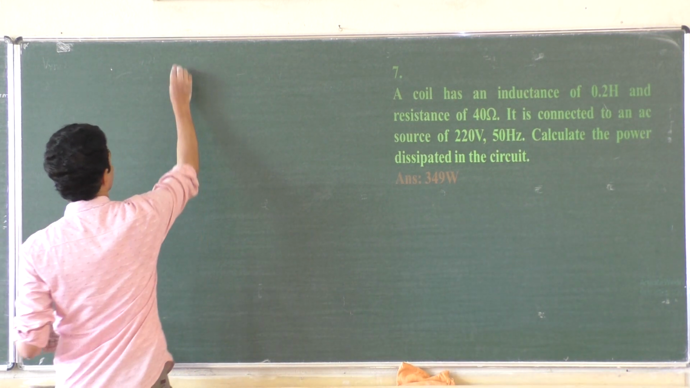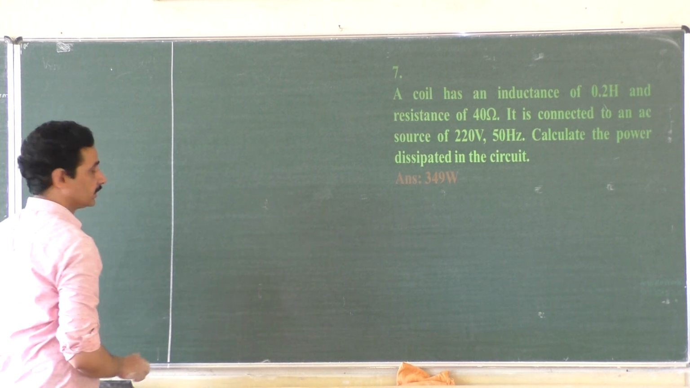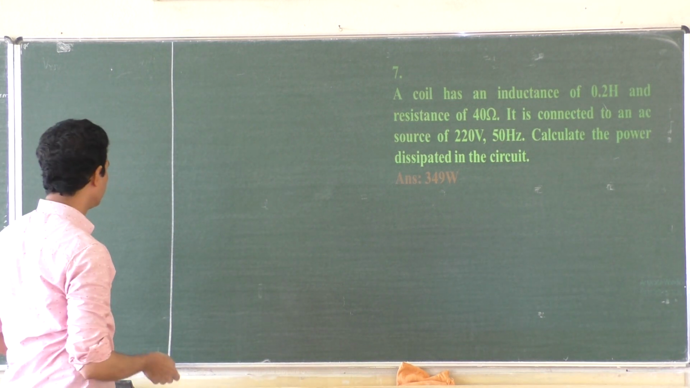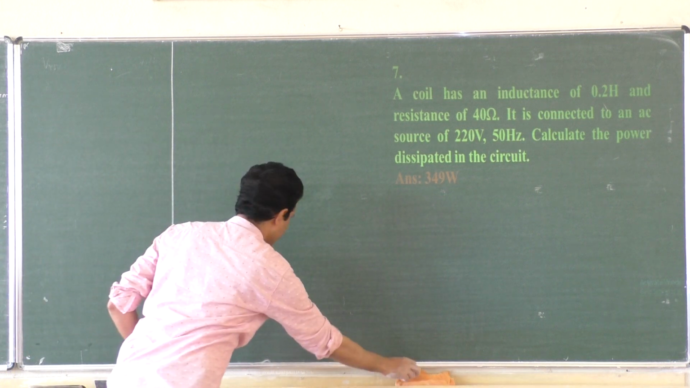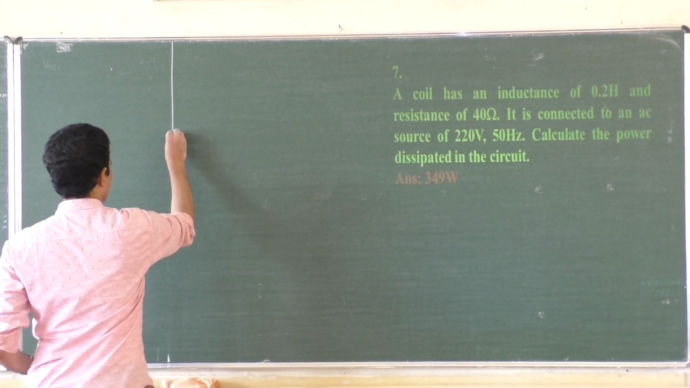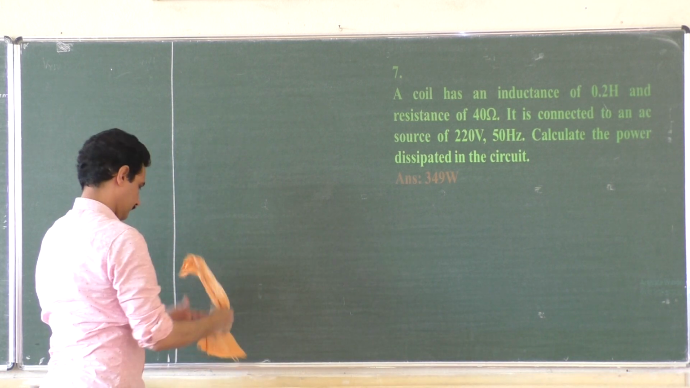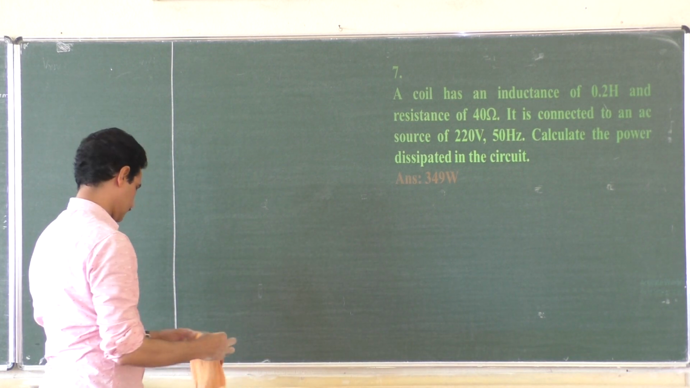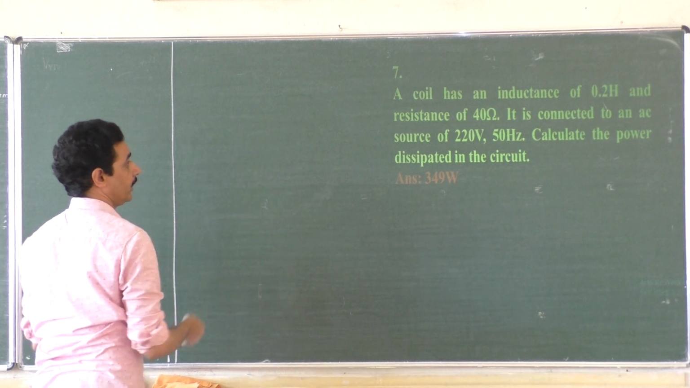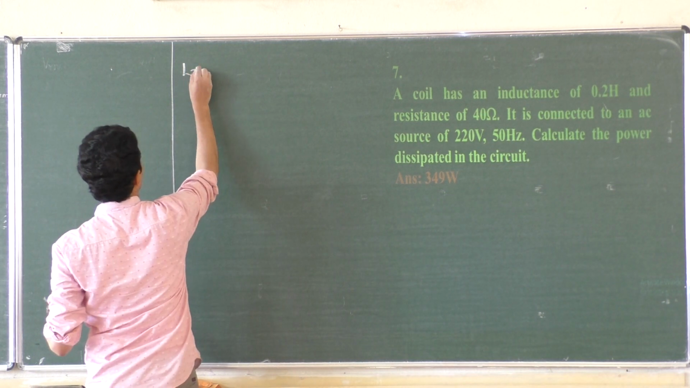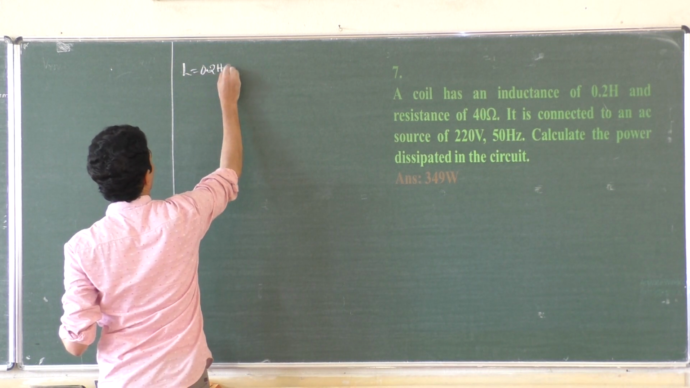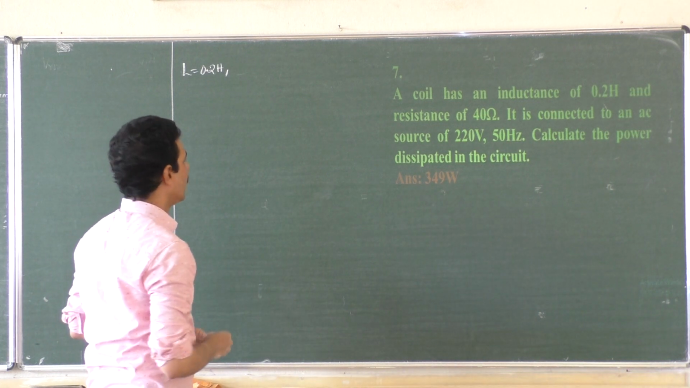Okay, shall I divide this? If needed, I will use the other part of the board. Now for the timing, I'll write only here. Okay, right. Yes, L is 0.2 Henry. Then R is 40 ohm.